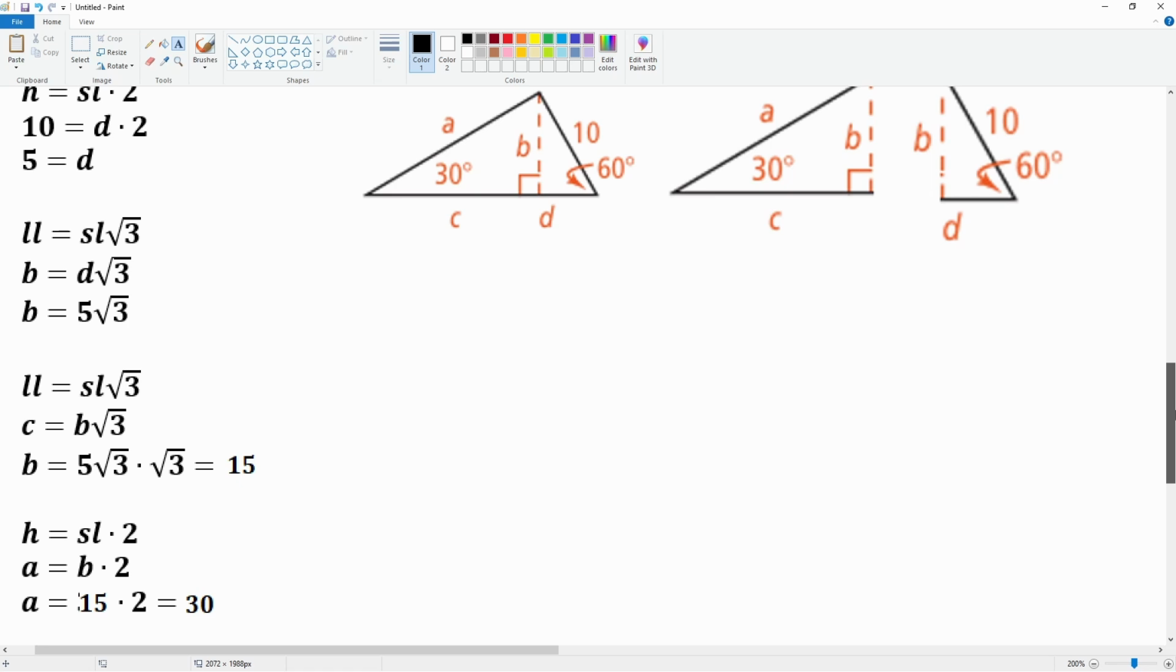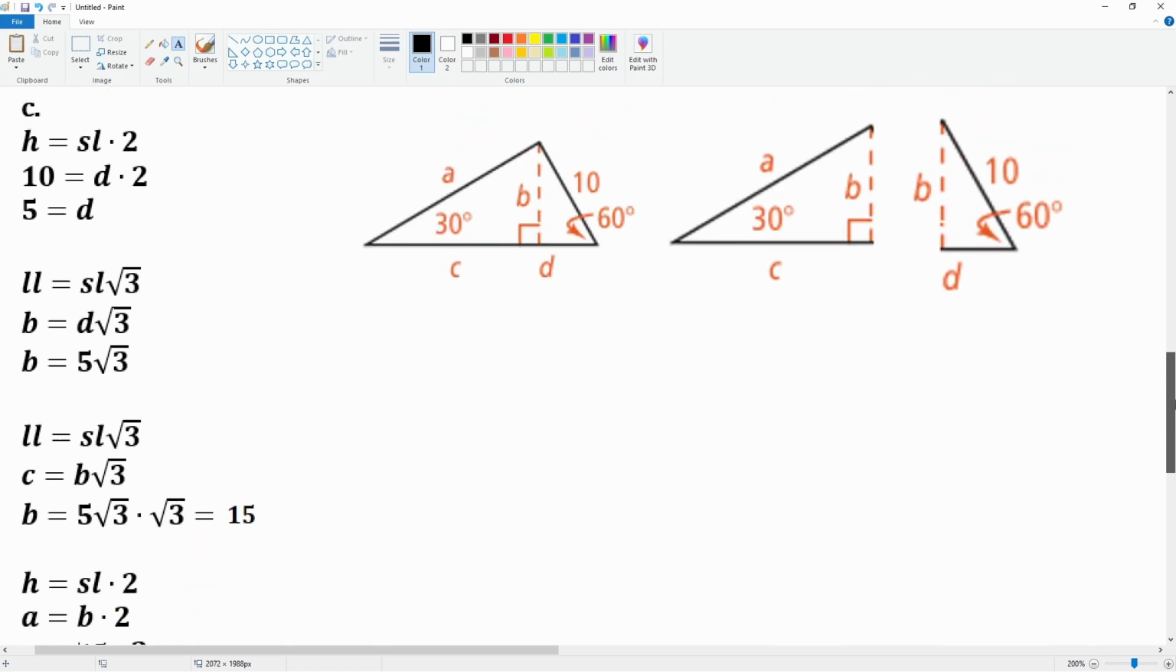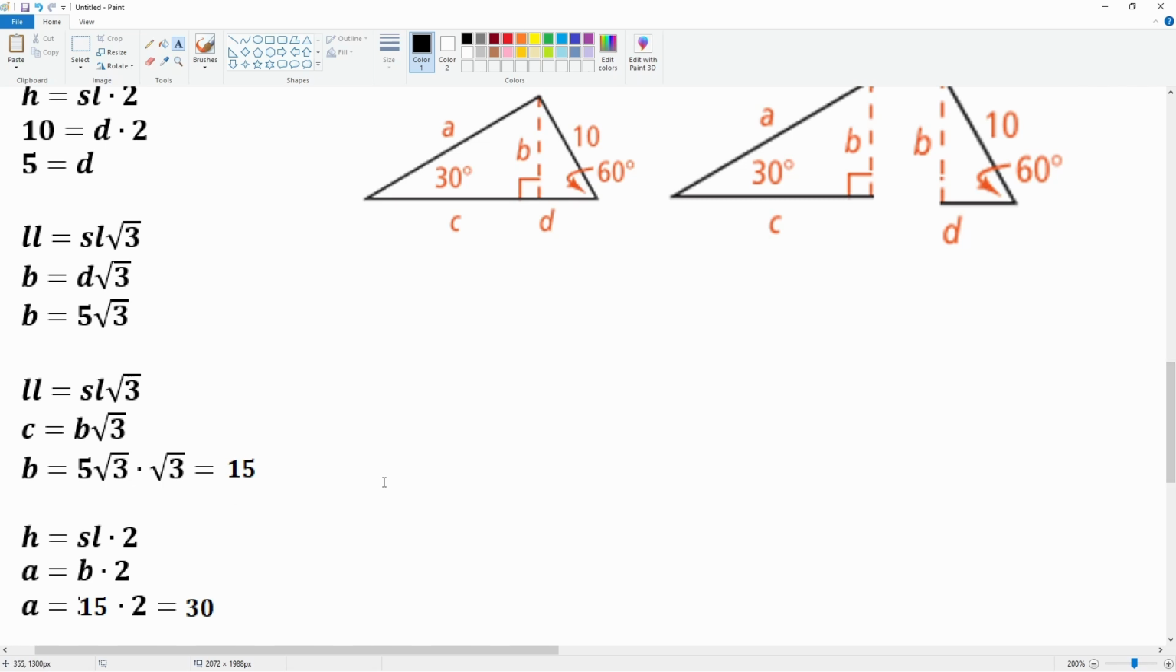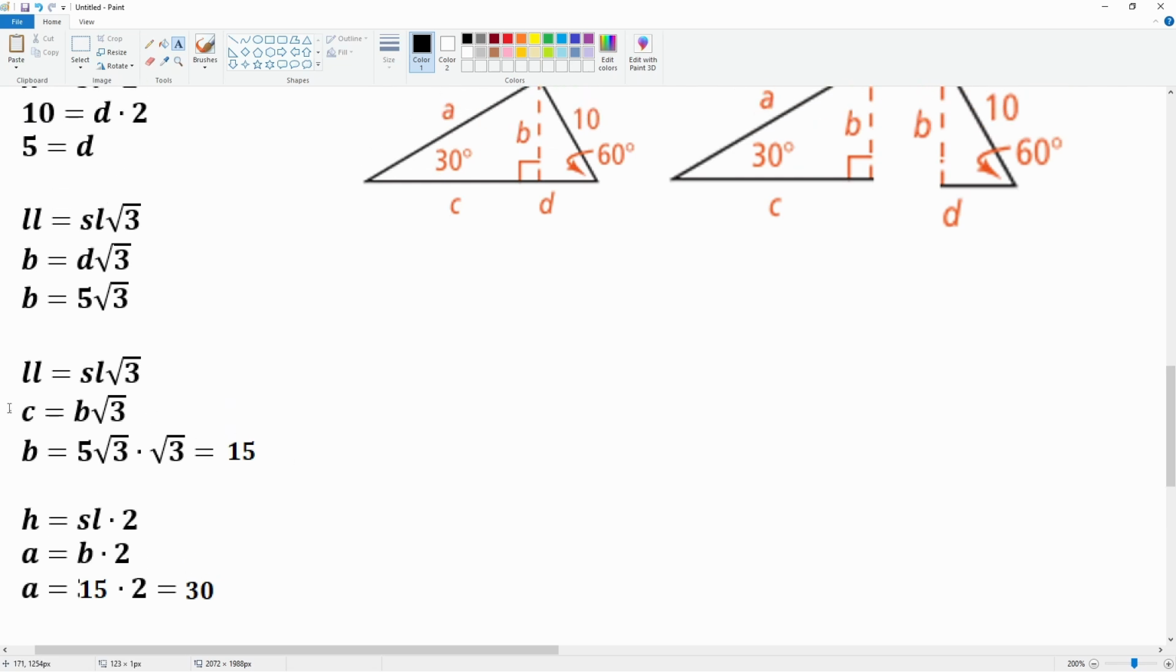All right, there you go. I don't think anything else. A, B, and C. Yep, there you go. That is everything. Do I have C? Yeah. C is given right here. Okay.